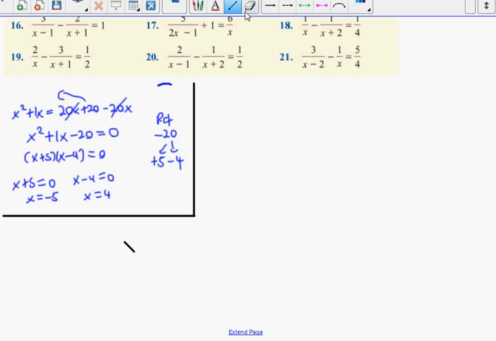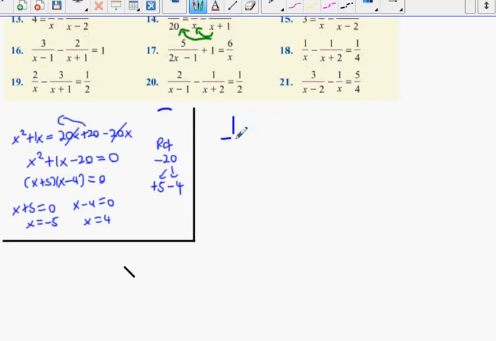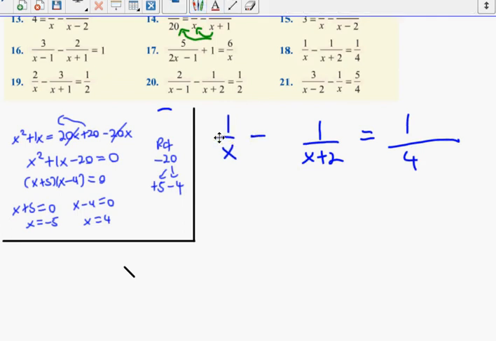Okay. So, question 18. You can read it here. 1 over x minus bracket 1 over x plus 2 equals 1 over 4. Now when you're drawing these out, you should probably try and space them a wee bit. So just keep big gaps in between them, because you're going to be drawing lots of other numbers in a second. Make it nice and neat.